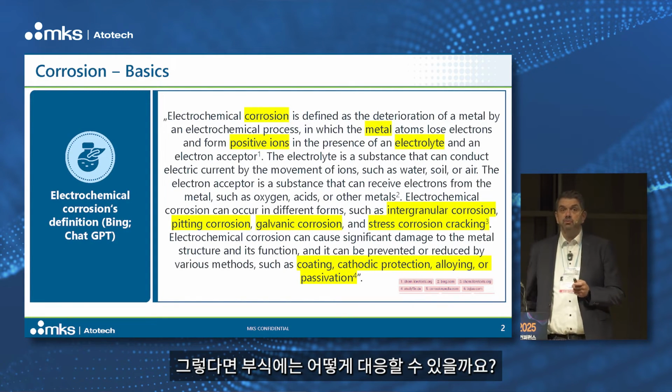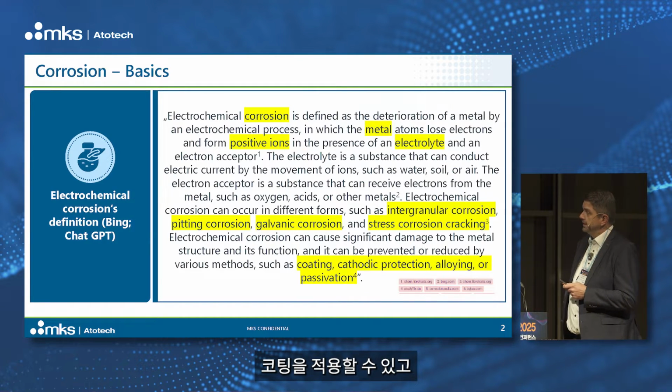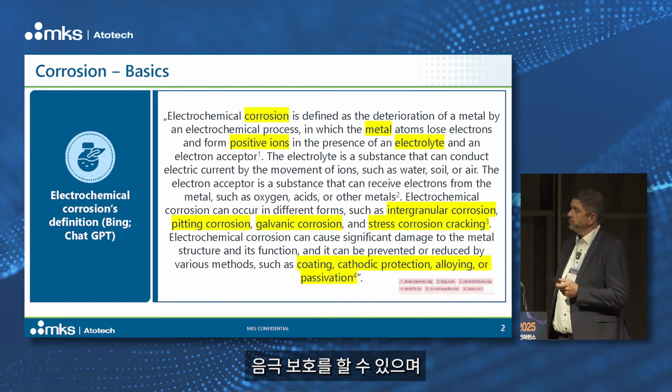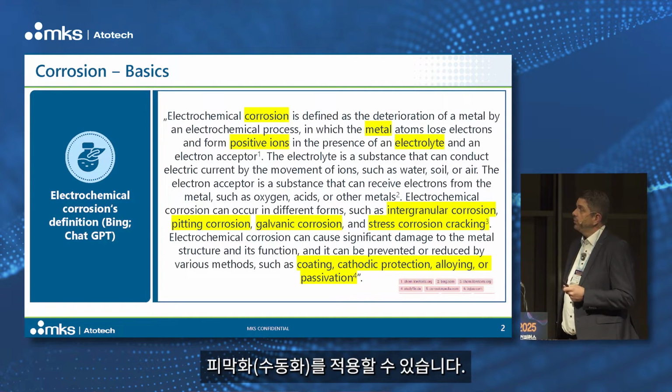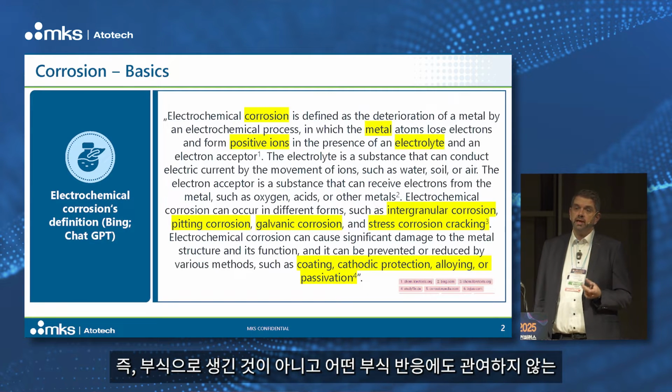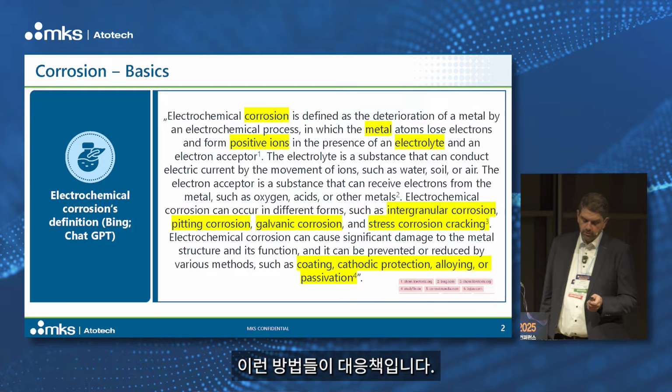What can we do against corrosion? So you see it down there. We can do coatings, we can do cathodic protection, we can change the material by alloying it, and/or passivation, so a passive layer which is not reacting in any kind of corrosion. So this is what we can do.